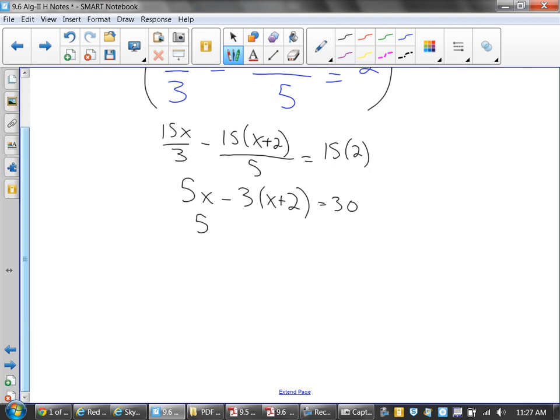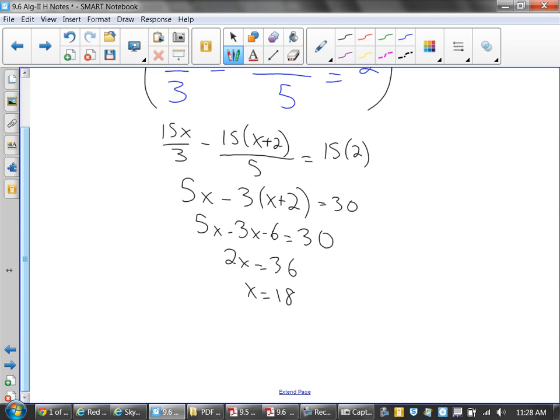Distribute out. And you get 2x is 36. x is 18. You know why you said 12? Because you wrote down plus 6 instead of minus 6. Remember, you're distributing out a negative there. Okay?